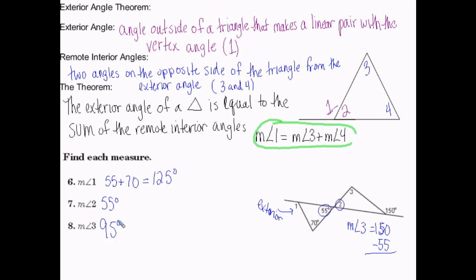But you still could go the long way around. You could take the 150 and subtract it from 180 to get this corner angle here, and that would be 30. And then you'd say that this is 55 and that is 30, and subtract those from 180 to get angle 3. So you can go the long way around. This is just a shortcut, but if you can get to the right answer, you know.